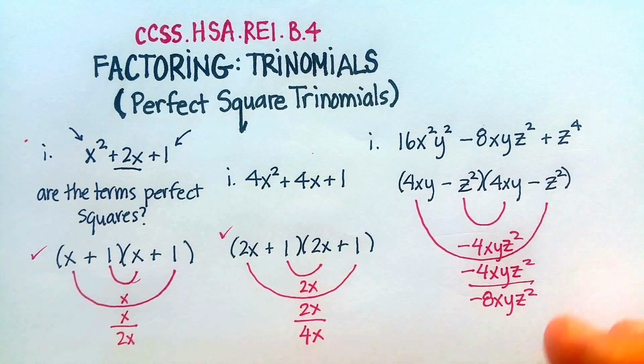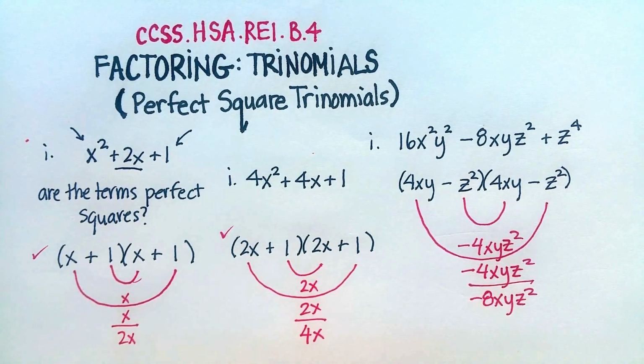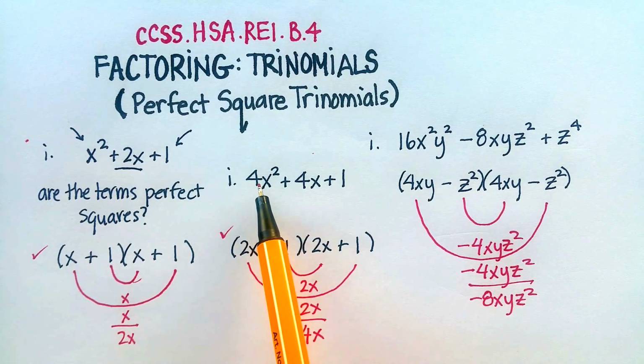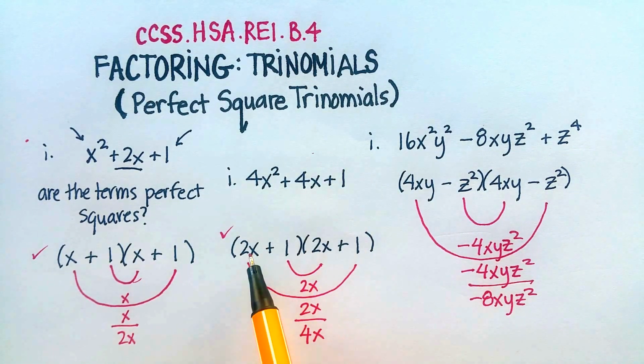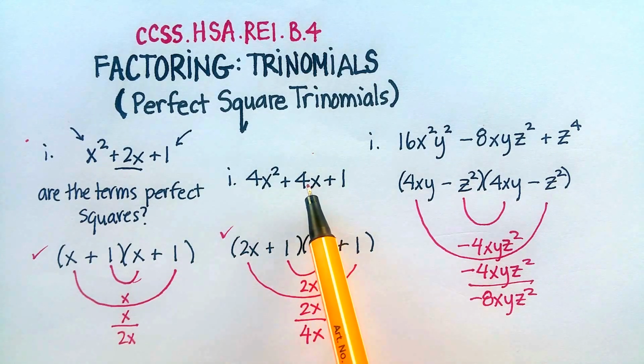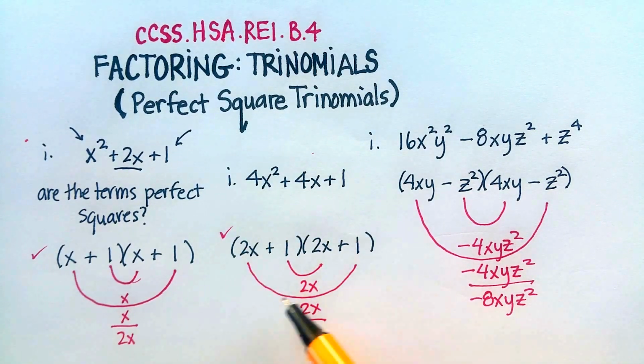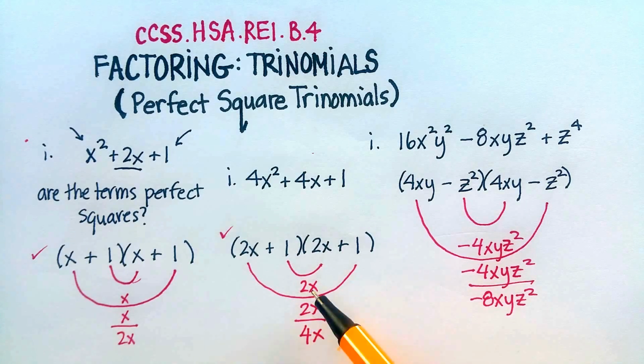Okay, so you can recognize perfect square trinomials by again asking the question, are the first term and the last term perfect squares? If they are, check and see if the middle term adds up after you've done the smiley face method. Okay, hope that was helpful.